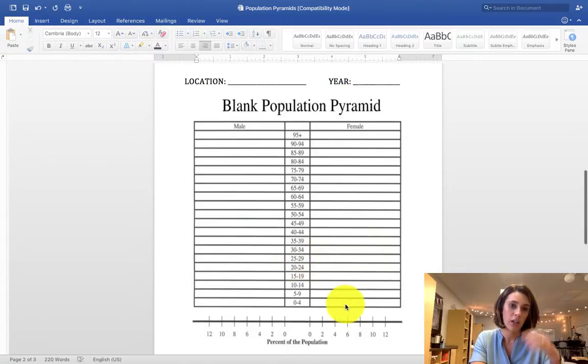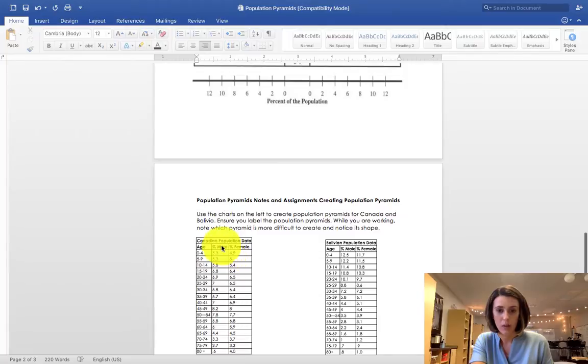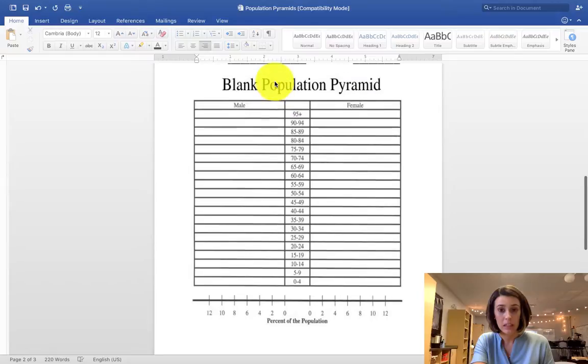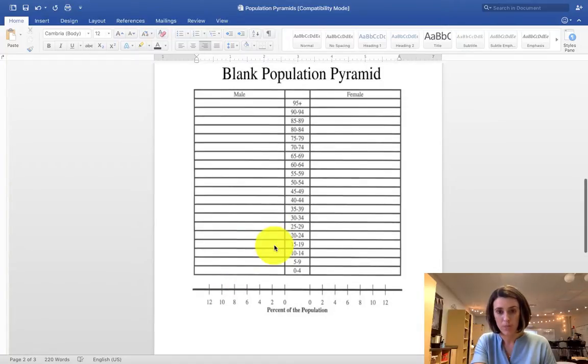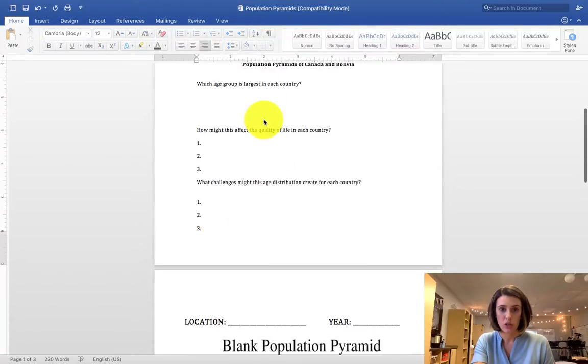But you're going to go through and, using the data that is provided, you are going to start creating your population pyramid. So I can see my first age cohort here, right, 0 to 4. 5.3% are male and 4.9% are female. So if I were to do Canada, I would come here and in my 0 to 4 age cohort, I would just shade that in, right? And I'm going to make myself a bar graph until I have completed my population pyramid. And remember, it might not be that perfect pyramid shape, because the shape tells us a little bit about the country. And when you're done, you are going to answer the questions that are right on top.